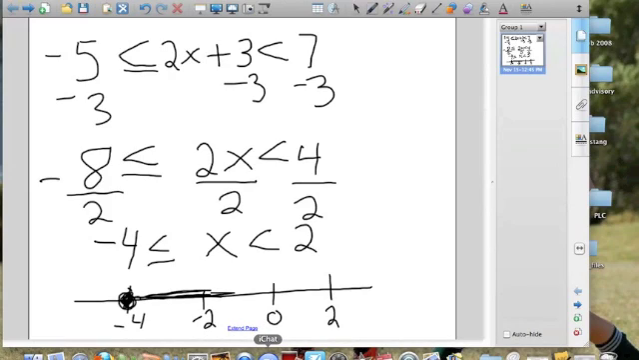On the other side, we have x is less than 2, so we go to 2 and we have an open circle, which means that 2 will not be part of the solutions. And we're going to be going less than, so we see our final solution. We have a closed circle at negative 4, an open circle at 2, and all our solutions go from negative 4 all the way to just short of 2.